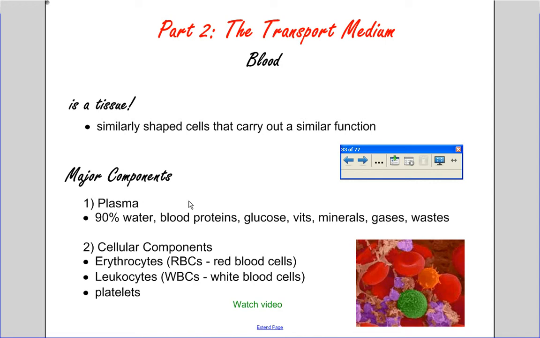So cellular components include erythrocytes, which is another name for red blood cells, RBCs, which we call them for short, and leukocytes, which are the white blood cells. Leuko means white, and cyte means cell. And the third part are the platelets.